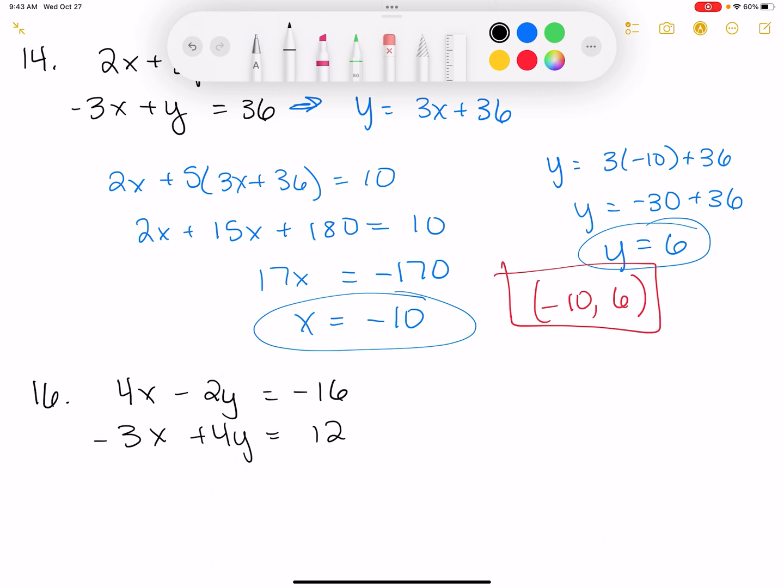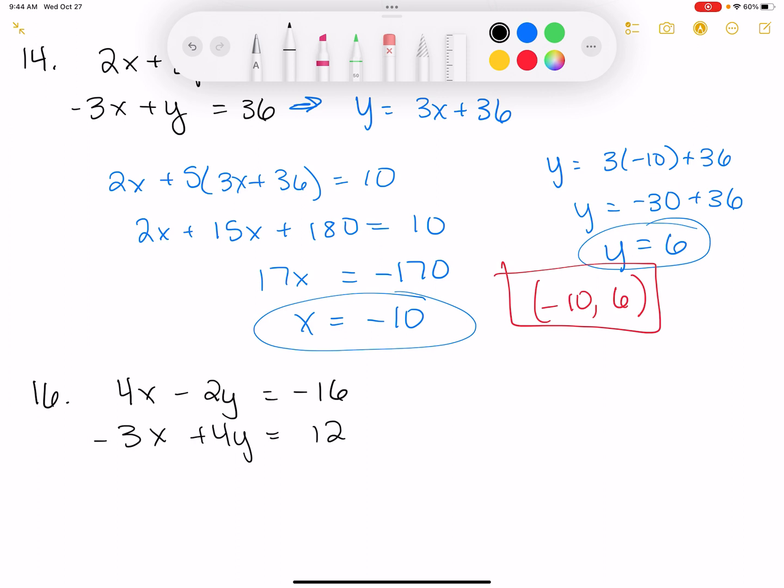So the goal here is to eliminate a variable. In order to do that, we need to get one of the variables to have the same number in front of it with opposite signs. I like to try to just manipulate one of them, as opposed to having to do both. In this case, I'm going to try to get the y's to be 4. If I used x, I would have to multiply one by 3 and the other one by 4, and that just seems like a lot of work.